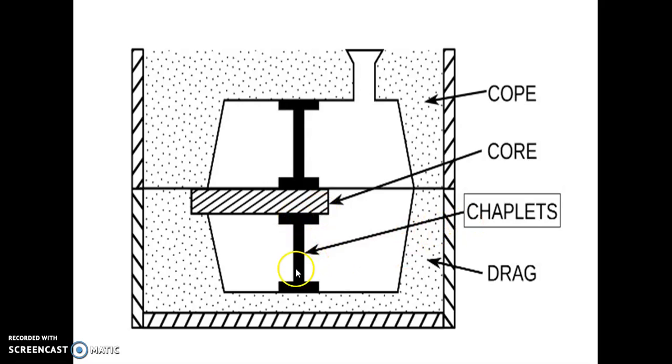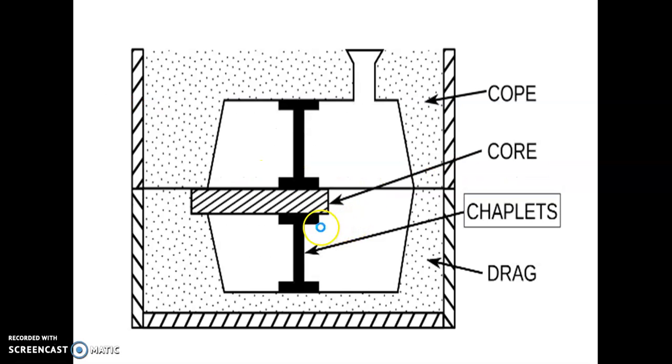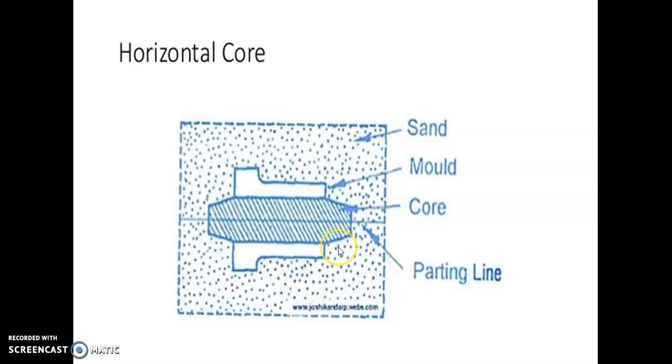This is a chaplet. Chaplets are small metal pieces. They are used to support the cores. Then core prints. Core prints strengthen the core and form a seat to support and hold the core in place. The core is placed in the mold by means of the core prints.